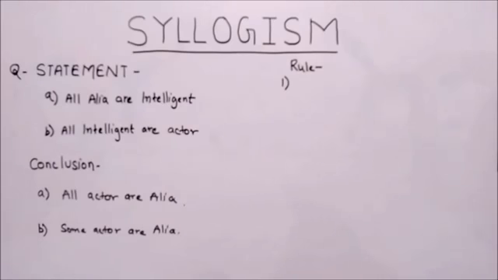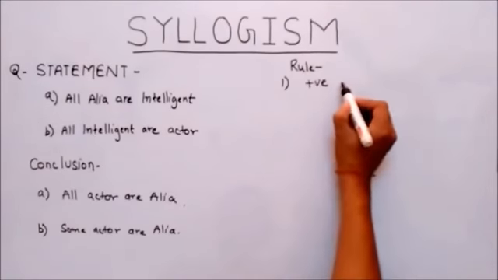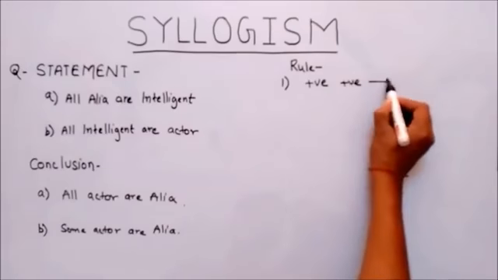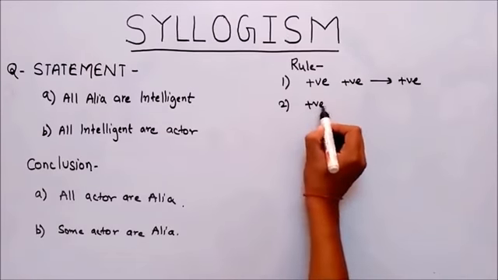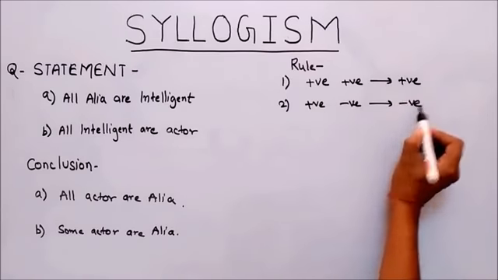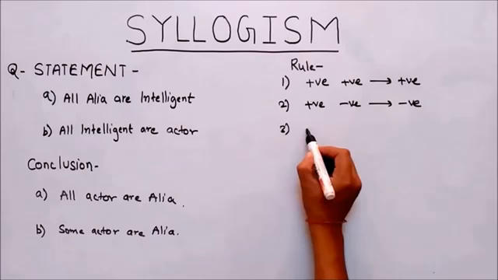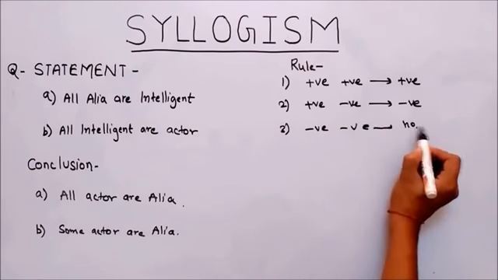For solving syllogism questions without using a Venn diagram, we have certain rules. First rule is we have to check the nature of statement. If the statement is positive and another statement is also positive, the conclusion is also positive. If the first statement is positive and the second statement is negative, then the conclusion is negative. Third, if both statements are negative, then there is no conclusion.